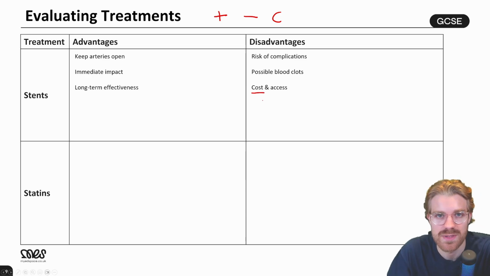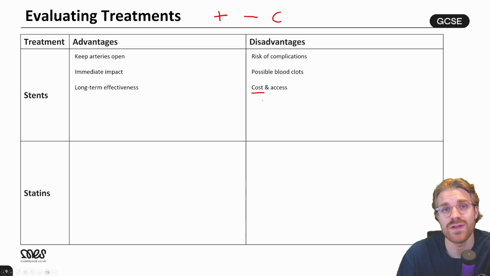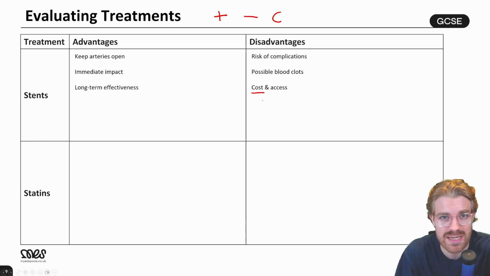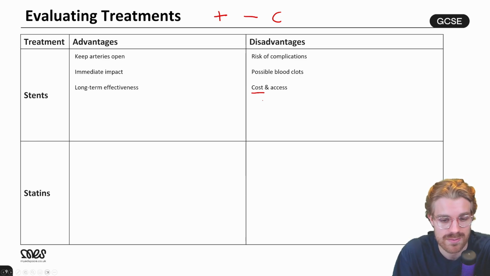And this is one you have to be careful with because it's not that often accepted on mark schemes. In the UK, we have the NHS. Theoretically, healthcare is free to all individuals, so cost theoretically isn't an issue. However, if the procedure is more costly, that perhaps means that waiting times will be longer because fewer hospitals are able to carry out that procedure, perhaps.